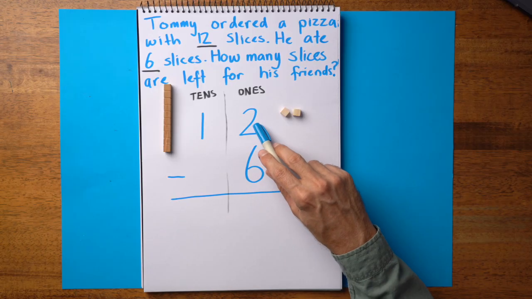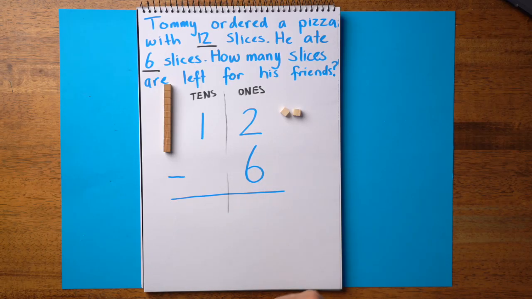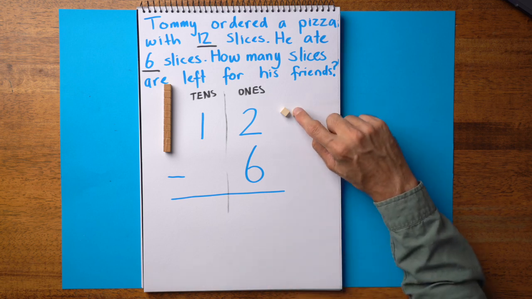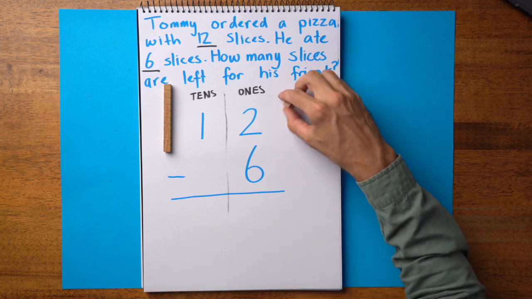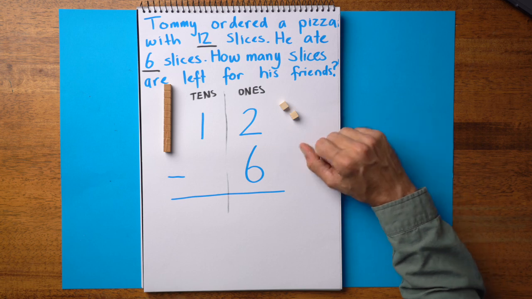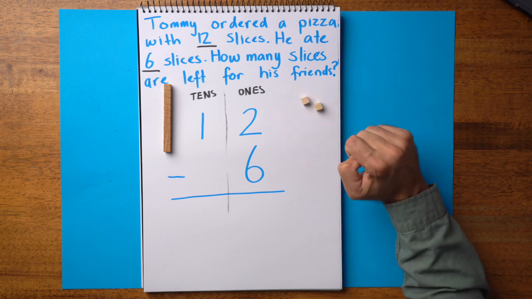As we always do with subtraction, we're going to start with the 1s first. I've got 2 1s, take away 6 1s. Look, I've only got 2 here. Can I take 6 away from that? No, I can't. The most I could take away is 2, isn't it?